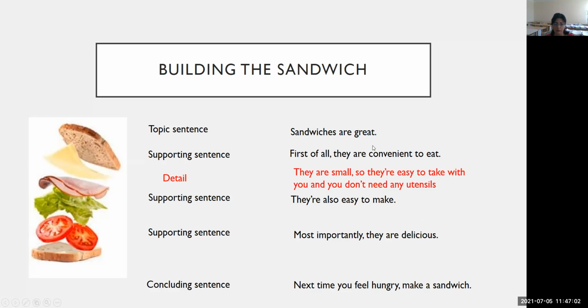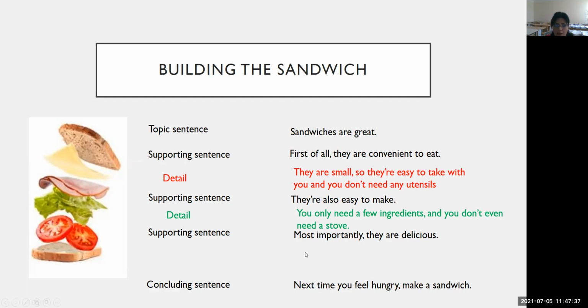Sandwiches are great. This is the first sentence of the paragraph and topic sentence. First supporting sentence: First of all, they are convenient to eat. And this supporting sentence has a detail: They are small, so they are easy to take with you and you don't need any utensils. Supporting sentence number 2: They are also easy to make. And details: You only need a few ingredients and you don't even need a stove.